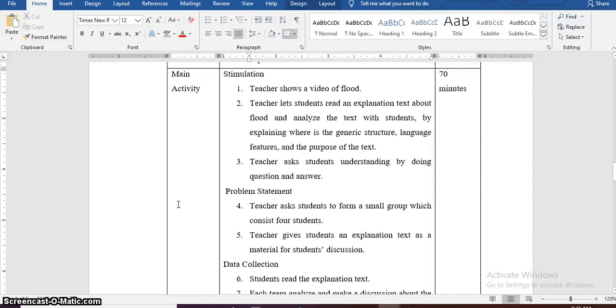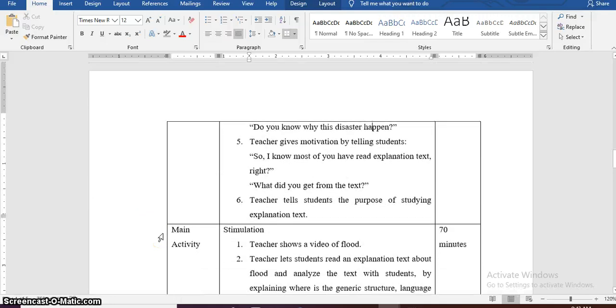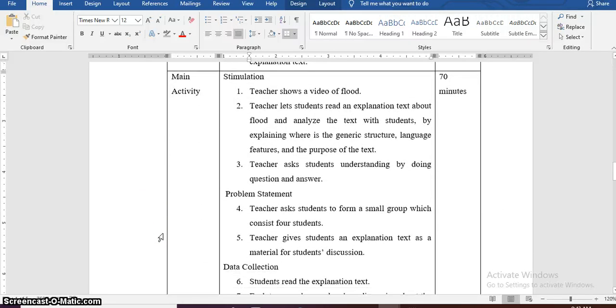The first step in the main activity is stimulation. In stimulation, the teacher shows a video of a flood. This is the link of the video. After showing the video, the teacher lets students read an explanation text shown on the LCD and analyzes the text with students by explaining the general structure, language features, and the purpose of the text. After that, the teacher checks students' understanding through question and answer. That is the stimulation.